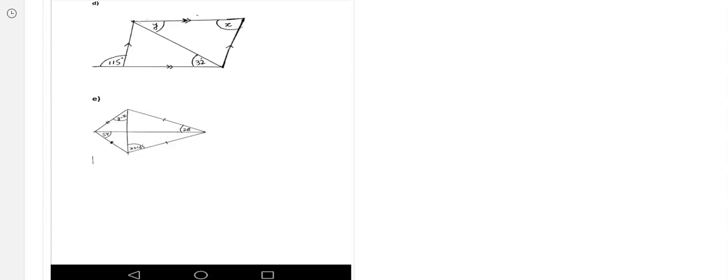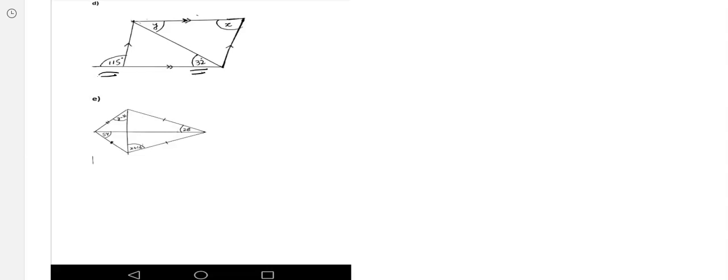In part D, a parallelogram has been shown and you have to find out the missing angles, angle X and angle Y. Two angles are given to you. One is the exterior angle of the parallelogram, 115 degree, and one is 32 degree. First of all, we'll find out angle X.